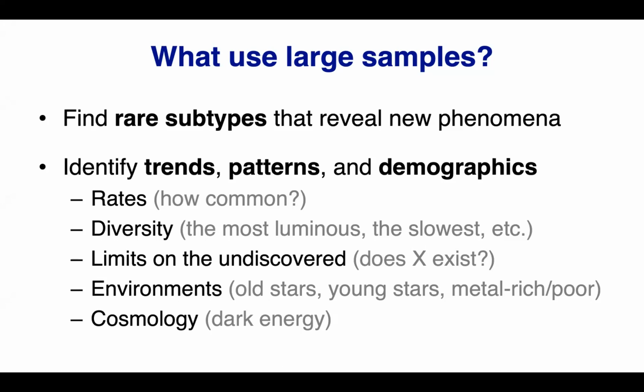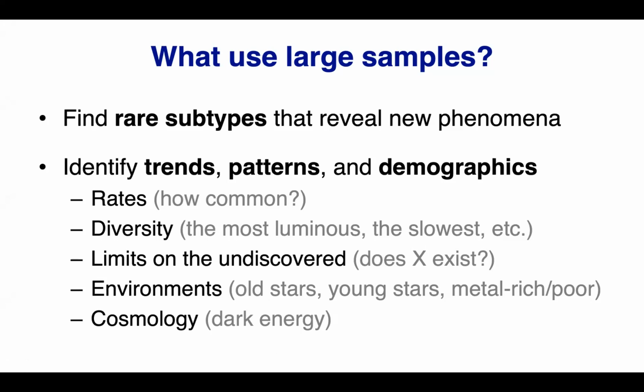Diversity, the kind of range of properties that a type of transient can exhibit. How luminous does it get? How low luminosity does it get? How fast? How slow? Those all constrain the physics and can tell us things about the phenomenon.